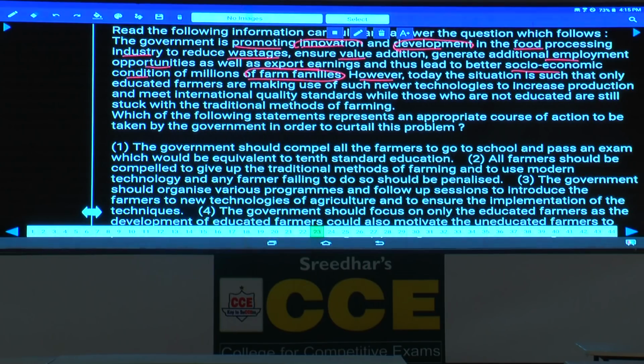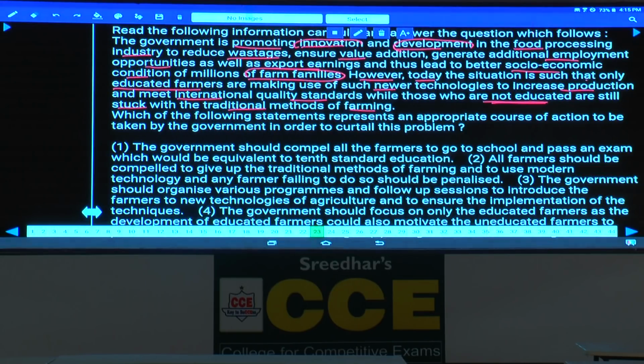However, today the situation is such that only the educated farmers are making use of new technologies to increase production and meet the international quality standards, while those who are not educated are still stuck with the traditional methods of farming.